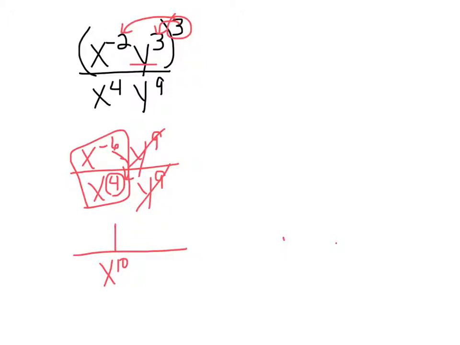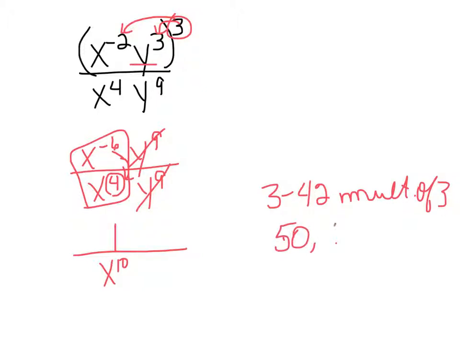The assignment for Chapter 5, Section 1 will be 3 through 42, the multiples of 3. We will also need to do 50, 55, and 56.